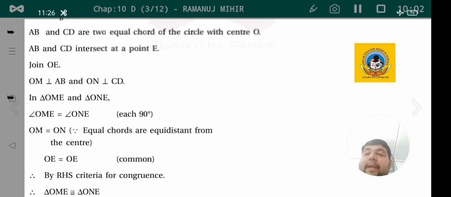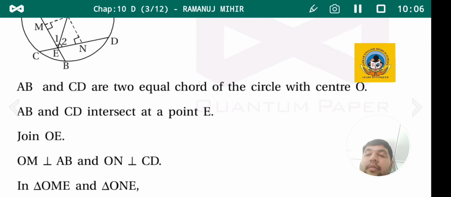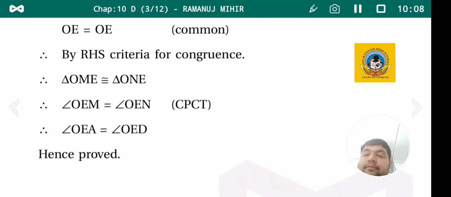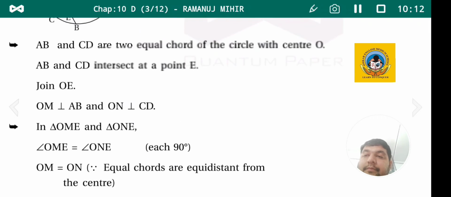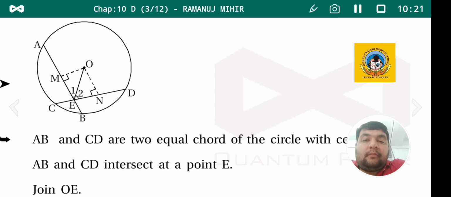That means angle OEA is equal to angle OED. So OEA means OEM, I think. Angle 1 and angle 2 are equal, nothing else. Okay. So now, for that we have to prove the triangles are congruent, and after that we can prove it.